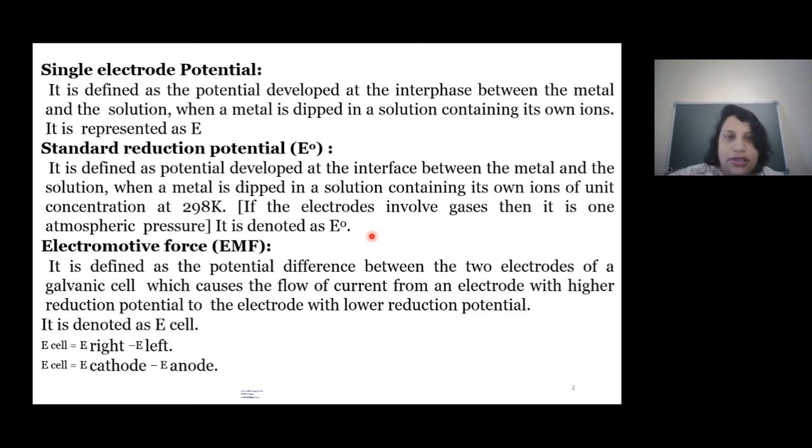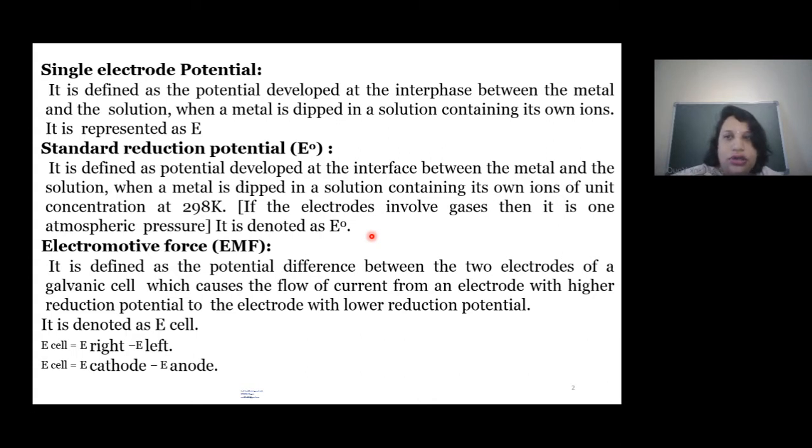Now, concentration cell. It is the electrochemical cell consisting of the same metal electrode dipped in the same metal electrolyte solution but with different concentration, which we will see in the 6th unit. We know the process of oxidation and the process of reduction. Single electrode potential is the potential developed at the interface between the metal and the solution when it is dipped in the solution of its own ion.